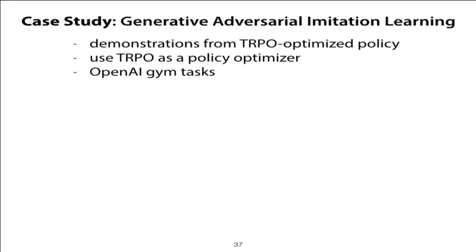So instead of coming from a human, they came from an optimized policy because all of the tasks were in simulation. And in simulation, it's hard to gather human demonstrations. And then instead of using ILQG as a policy optimizer, they used TRPO as a policy optimizer during training to get the samples to optimize for Q. And then they performed the method on tasks in the OpenAI gym, which you saw in the first homework on imitation learning.